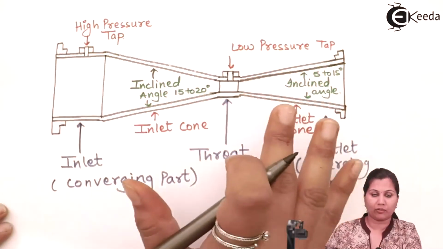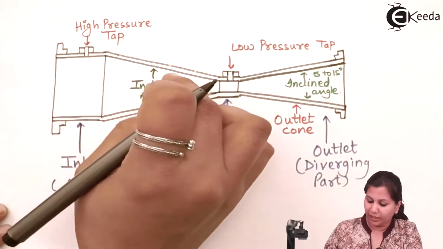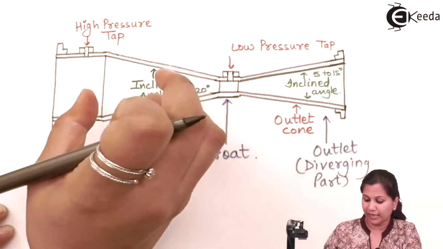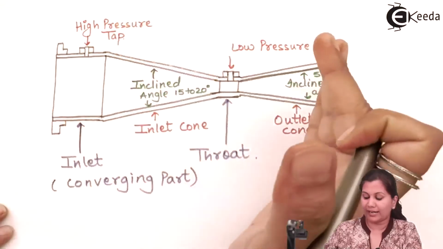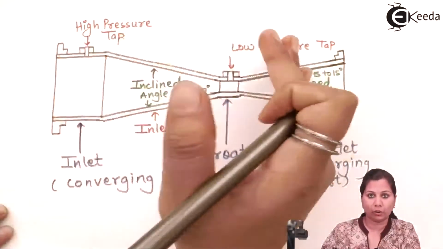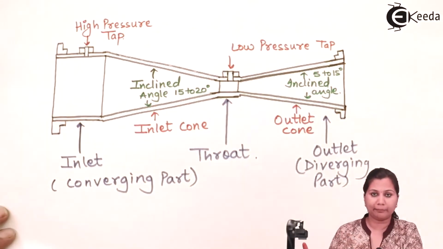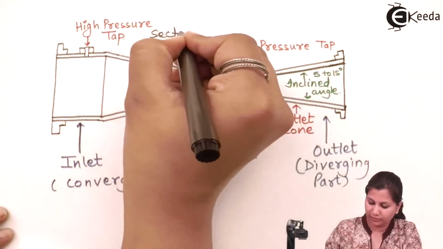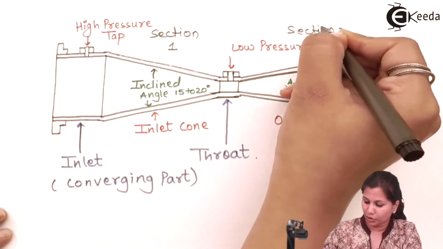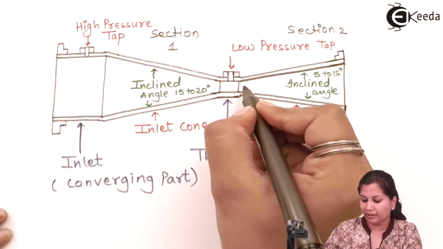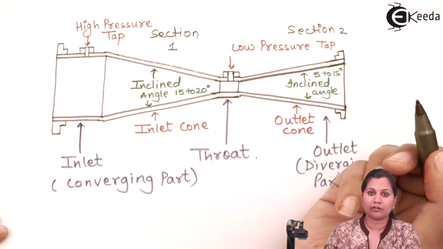Bernoulli's equation says that at any point of the fluid the total energy is constant. So if we measure the total energy at the converging part and at the diverging part, means at section 1 and at section 2, they will be equal, because the total energy is constant at any point. So if this is section 1 and this is section 2, before entering the throat and after leaving the throat, the total energy will be constant.